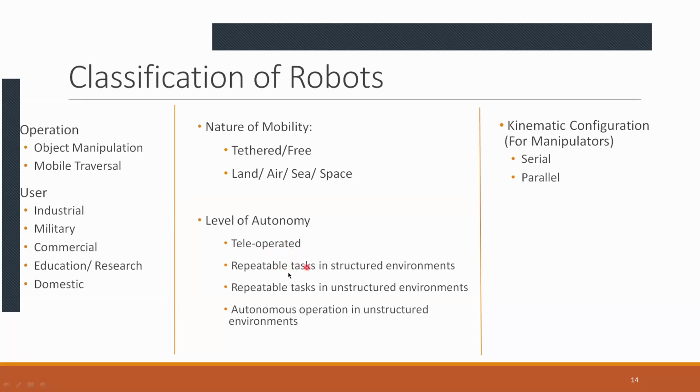And then we have robots which can do tasks repeatedly. You have to teach them manually the first time, but after that, they will be able to keep on doing that task, but in a structured environment. We will discuss what that is later on. And then we have robots which, once you teach them, can keep on working on the same task in unstructured environments.